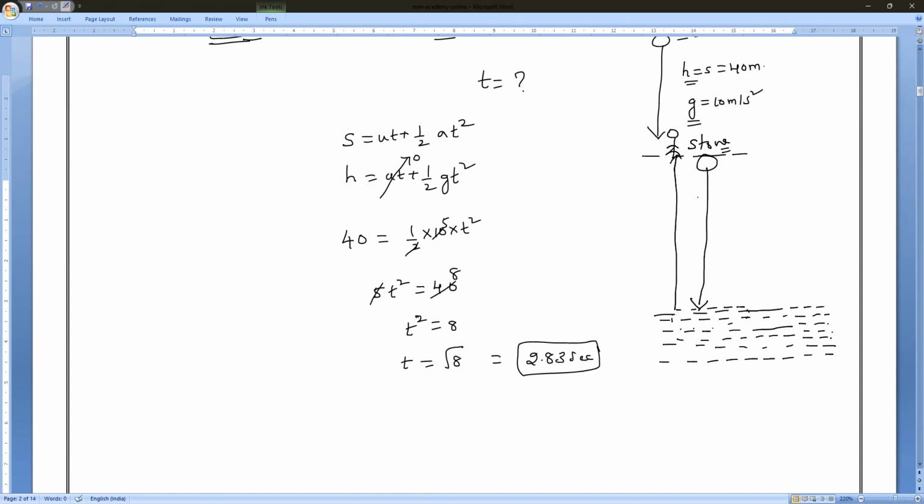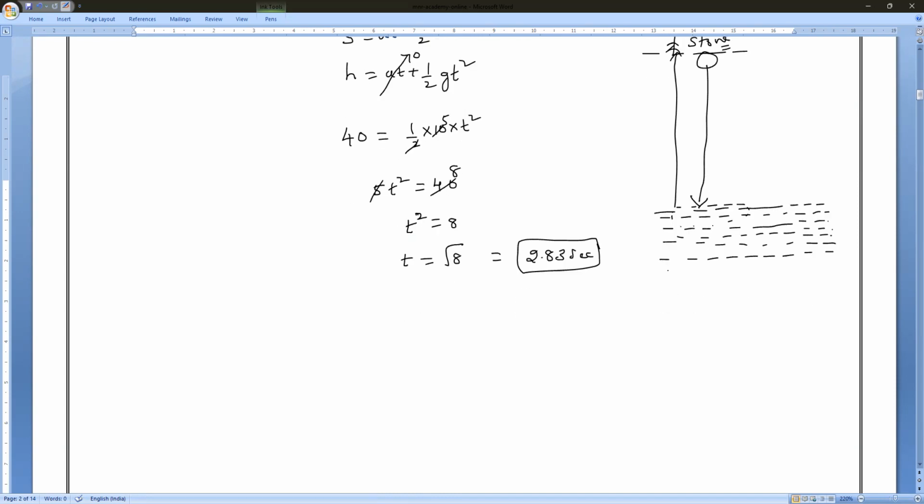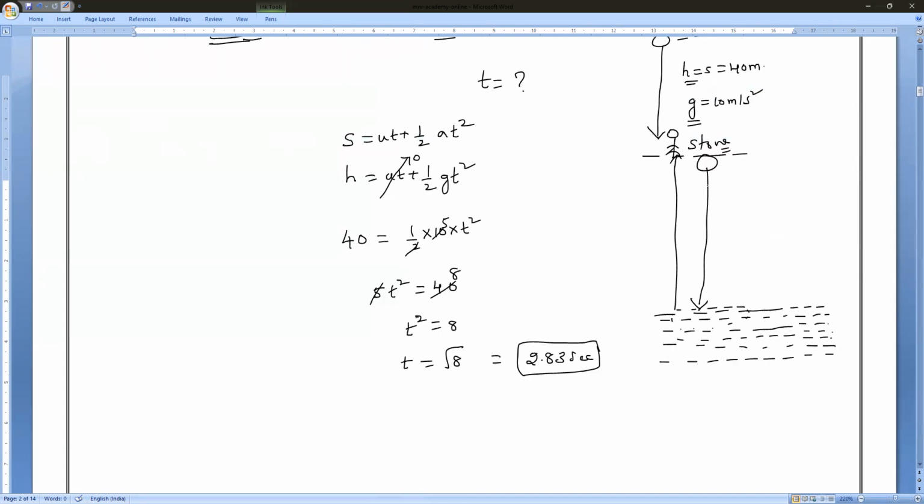Now tell me, will sound and stone travel with the same speed? That is my question. Am I right or wrong? The time taken for the stone to reach the water is 2.83 seconds. Now the splash is produced, the water is disturbed, and the sound will travel back to him. He is at 40 meters height. The speed of sound they have given is 344 meters per second.